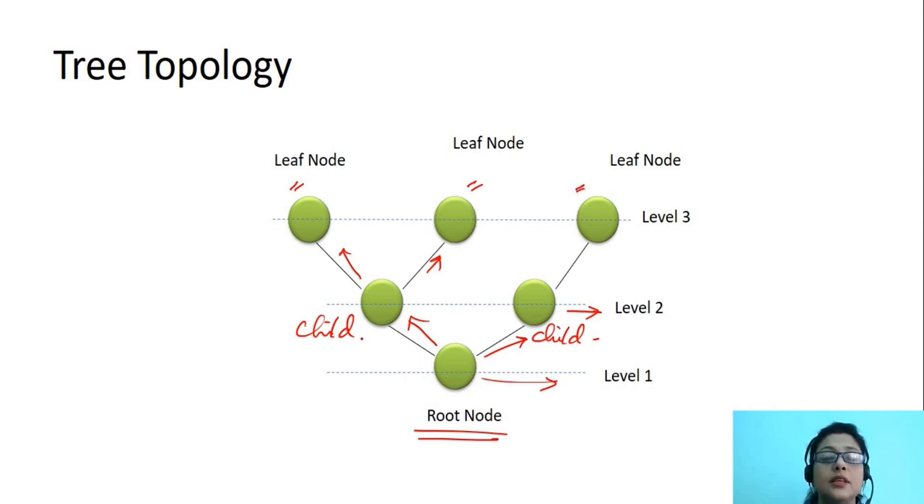So in this scenario, we can see there are 3 levels. Level 1 is the root node, level 2 is the first level child nodes, and level 3 is the second level child nodes, also called the leaf nodes. So the leaf nodes are the nodes at the top level of the tree.